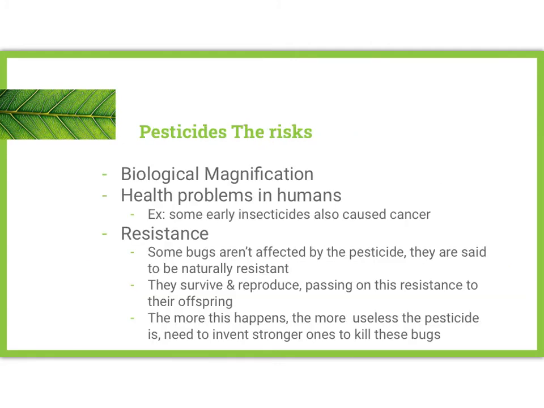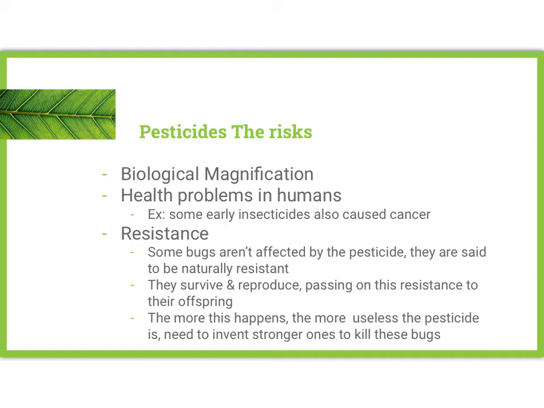So the risks of pesticides are, of course, biological magnification, or biomagnification, sometimes it's called. Also some health problems in humans. So some early insecticides also caused cancer. And resistance. Some bugs aren't affected by the pesticide, and they're said to be naturally resistant. So for instance, with DDT, maybe some grasshoppers didn't die from the DDT. Now, if they survive and reproduce, they pass on this resistance to DDT to their offspring.